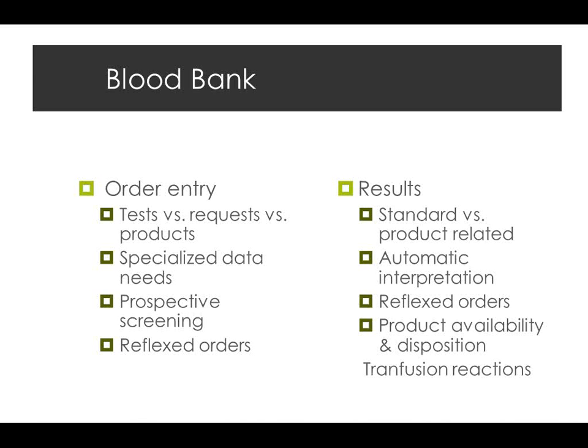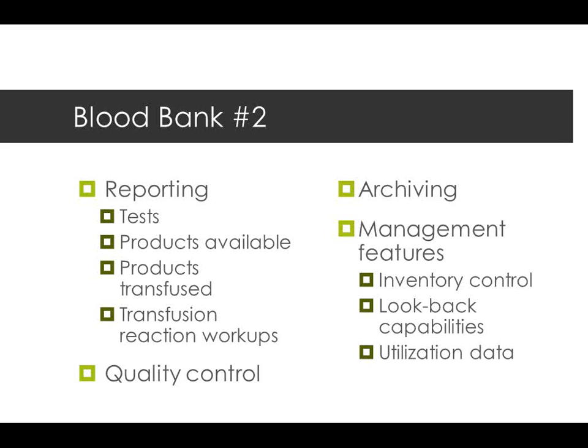Resulting, I need standard results, so a Coombs test result versus a product. The product has been crossed, it was released, those kind of things. Automatic interpretation of, say, the ProView, so I can say, okay, this patient has this kind of blood type. Reflexing orders, as we've mentioned, product availability and disposition, and then something for transfusion reactions. I may need to report out the test, the products available, the products transfused, transfusion workups.